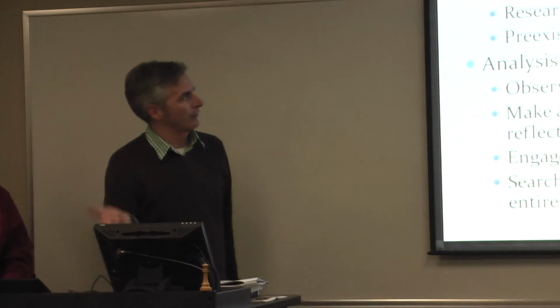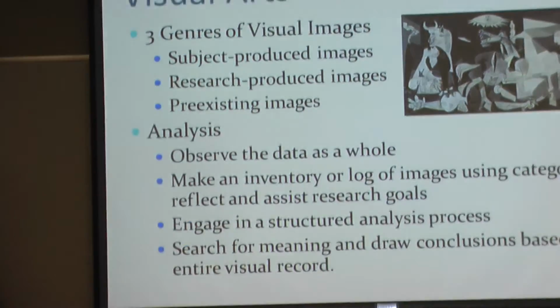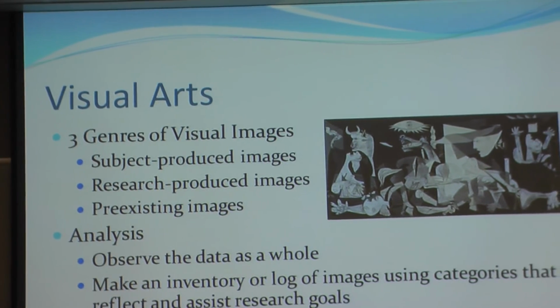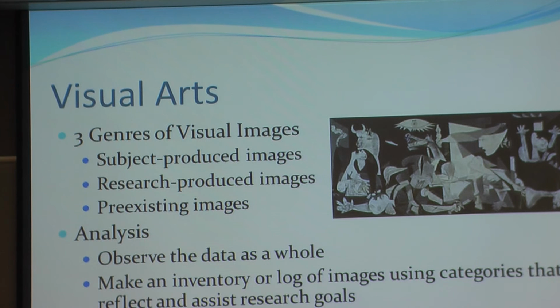The third, or the sixth genre, was visual arts. And within visual arts, we have three genres: subject-produced images, research-produced images, and pre-existing images. So subject-produced images would be like what Dr. Carney does with the drawings, and having your participants create drawings about whatever experiences that you're wanting data on.